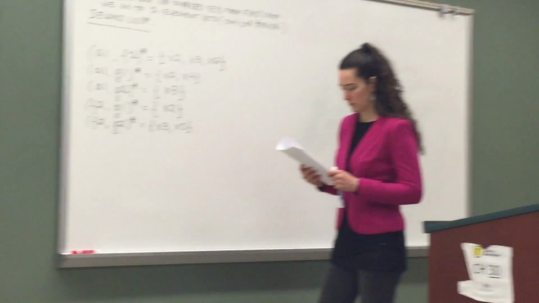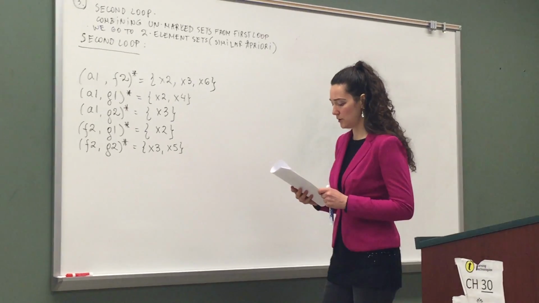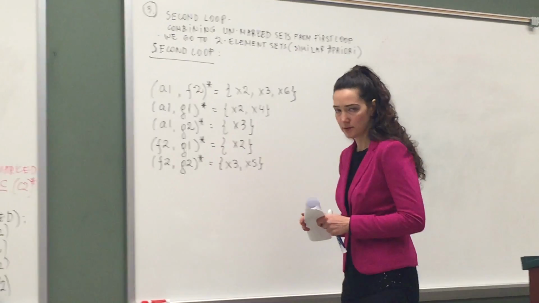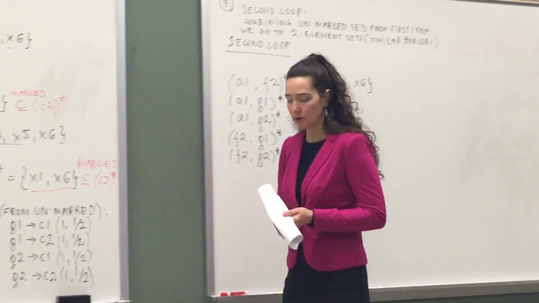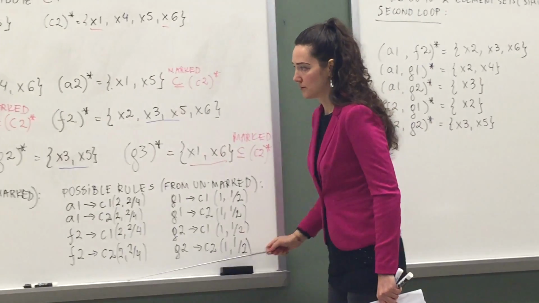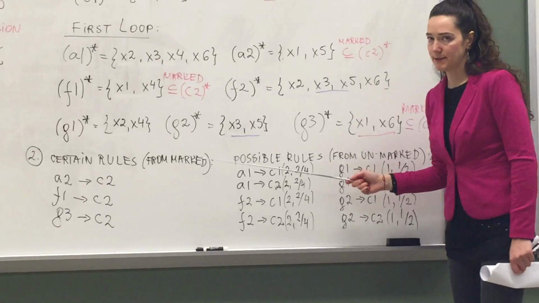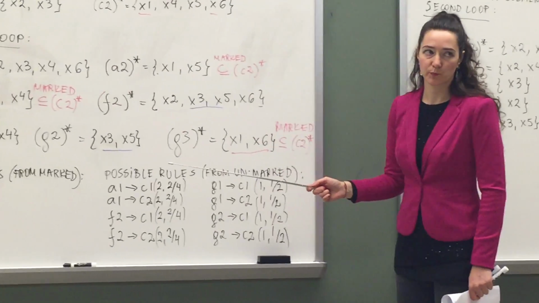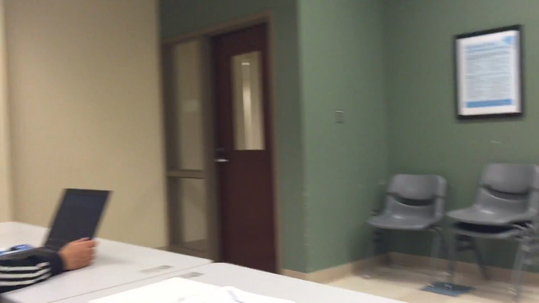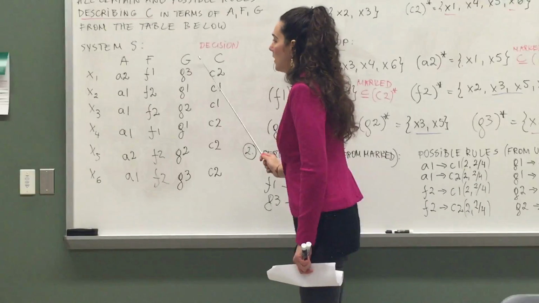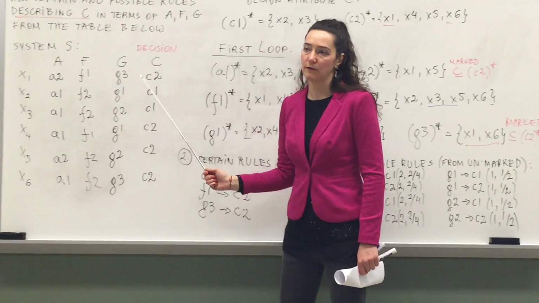G1, G2. Yeah, you can't do that. Right. We're not combining G1 with G2 because there's the same variable. We can't combine G with itself. We are combining one attribute with another attribute, not attribute with itself.